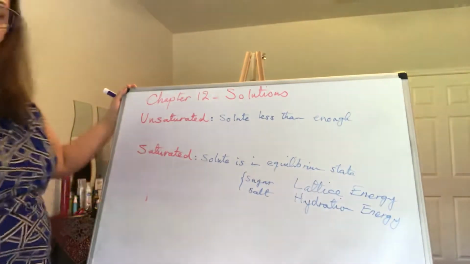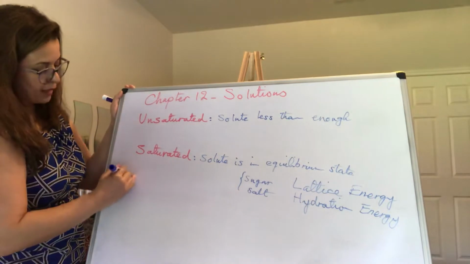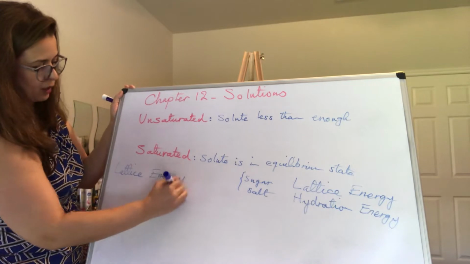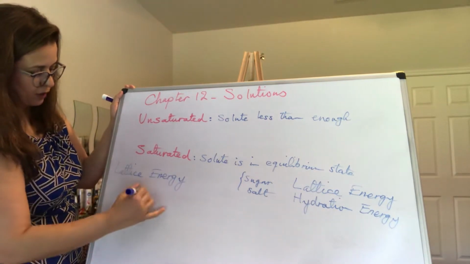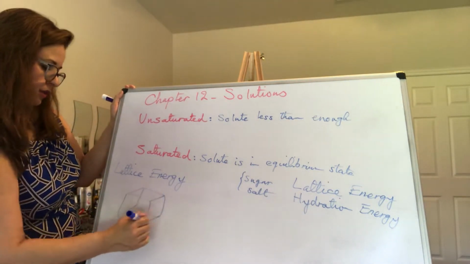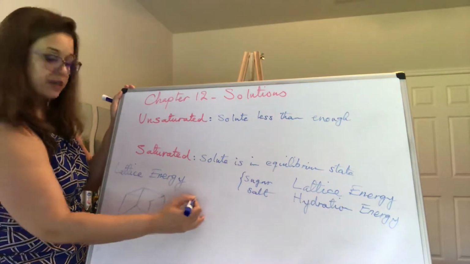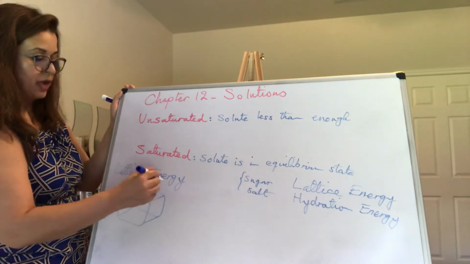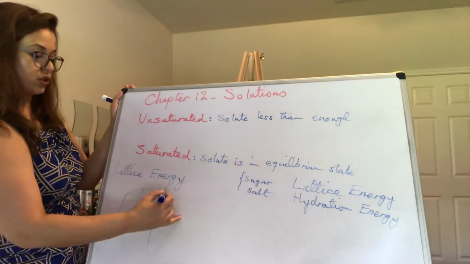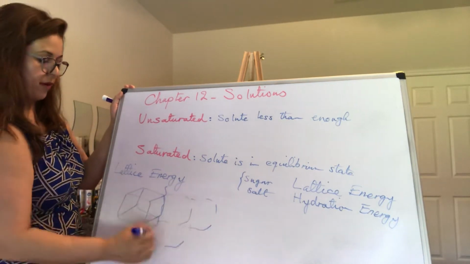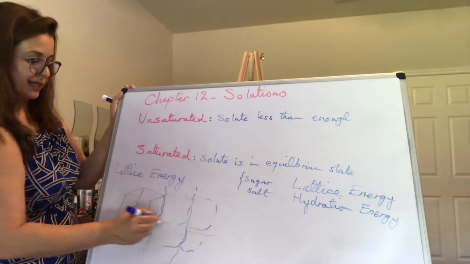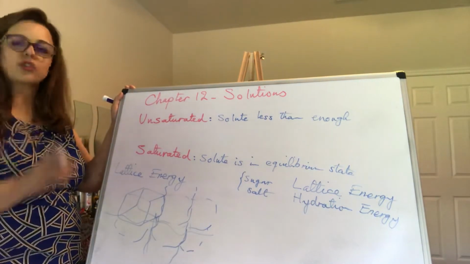Let me explain it more. So for the lattice energy, let's say this is a cube of salt or sugar. And you have more of these cubes in a crystalline structure. So there is an energy which is called lattice energy to break this structure. Let's say you have more cubes everywhere around this cube. So you have to wait until this crystalline structure collapses.